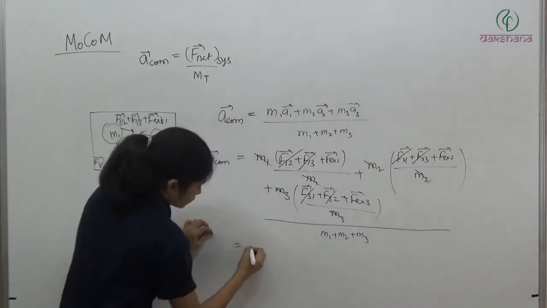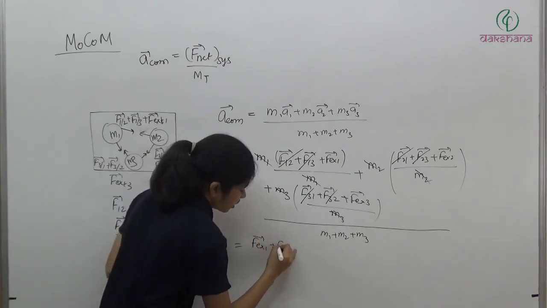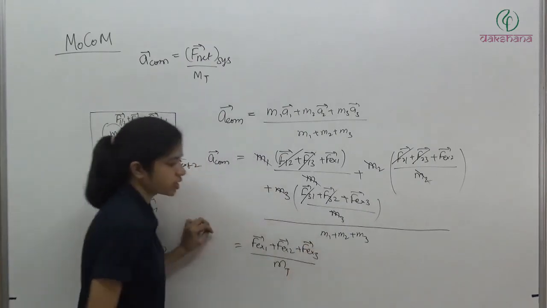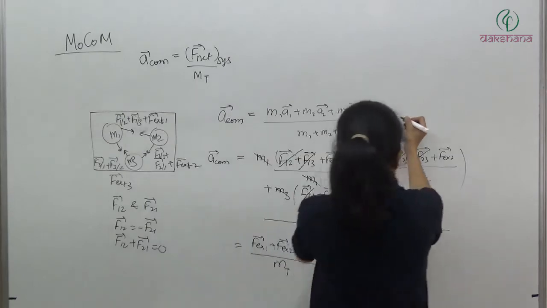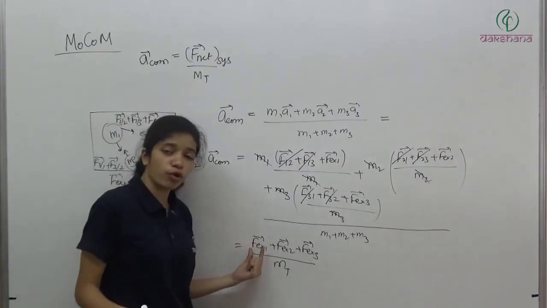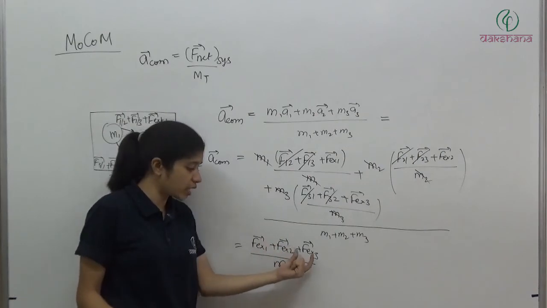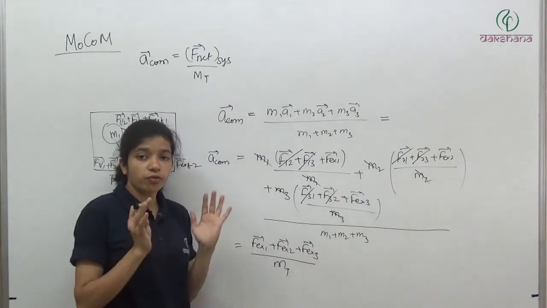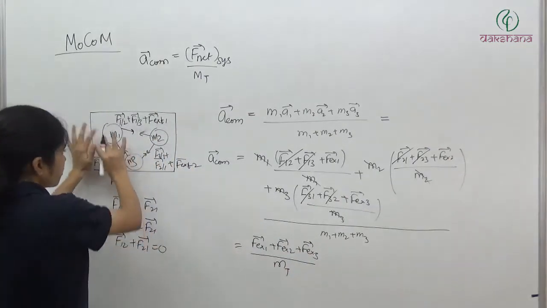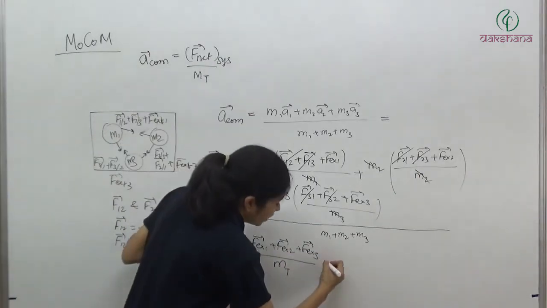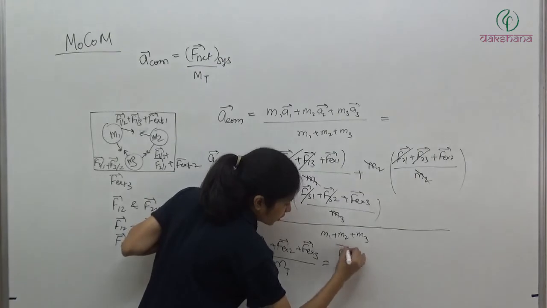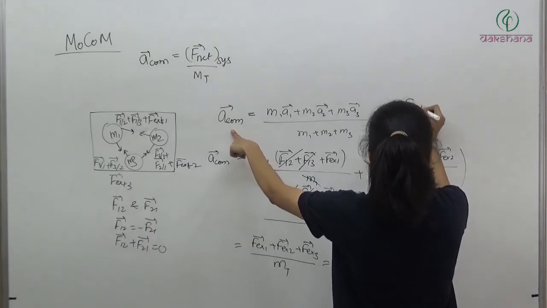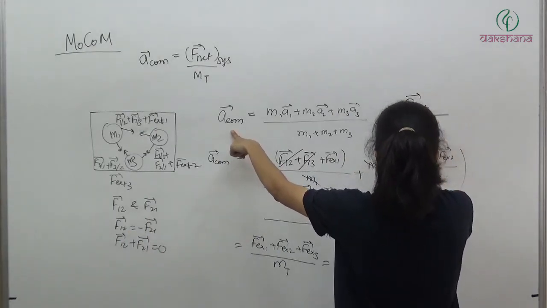So now we have F external 1 plus F external 2 plus F external 3 divided by the total mass of the system. This is the external force on the first particle, this is the external force on the second particle, this is the external force on the third particle. So this plus this plus this is the total external force on the system of these three particles. So I will write F external total divided by M total. So A of center of mass is equal to F external total divided by the total mass of the system.